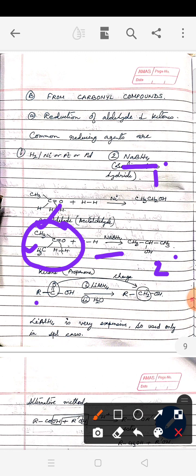Now carboxylic acid also can give you primary alcohol by using a reducing agent, lithium aluminium hydride, followed by hydrolysis. But lithium aluminium hydride is a very expensive reagent. So this method is avoided unless it is really needed. There are alternative methods by which carboxylic acid can be converted to alcohol. But remember, carboxylic acid gives you primary alcohol only.